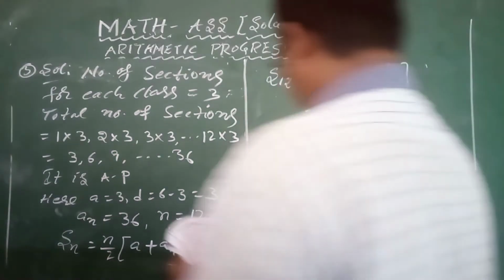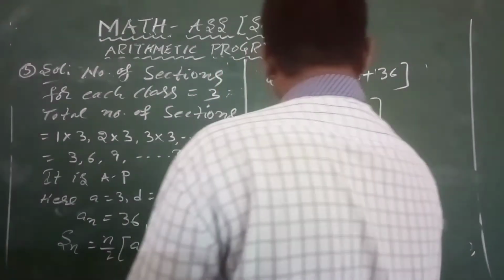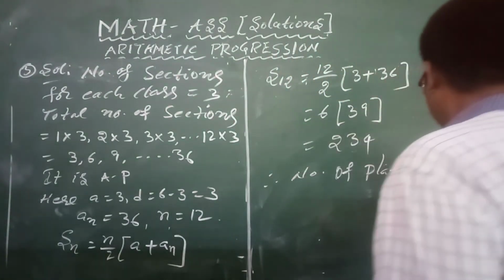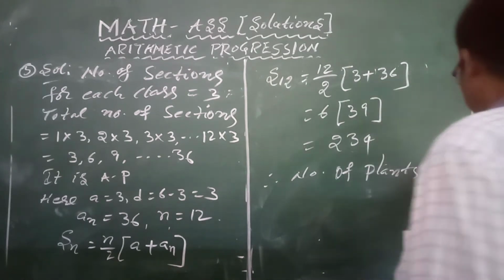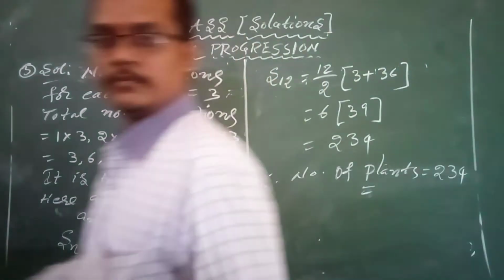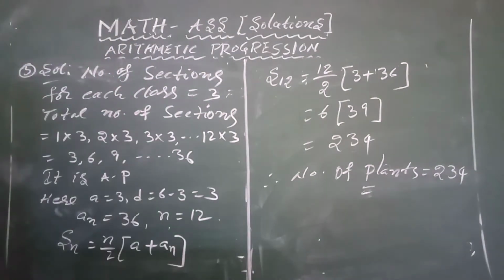Therefore, the number of plants planted by students is equal to 234. Next, fourth question.